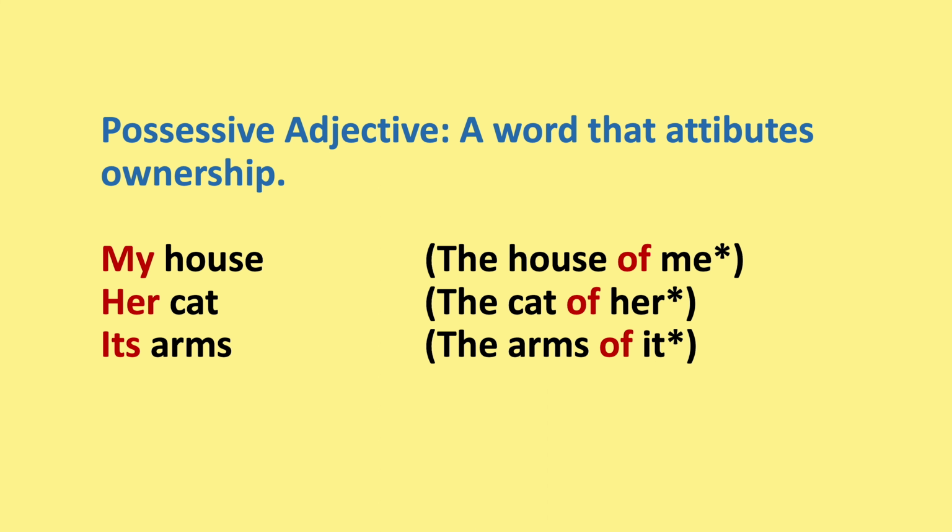It's like saying the house of me, cat of her, the arms of it. You don't say these because in English we use the possessive adjectives. In some languages they still maintain this. You'll see that in Catalan the of or de is implied in this type of use.